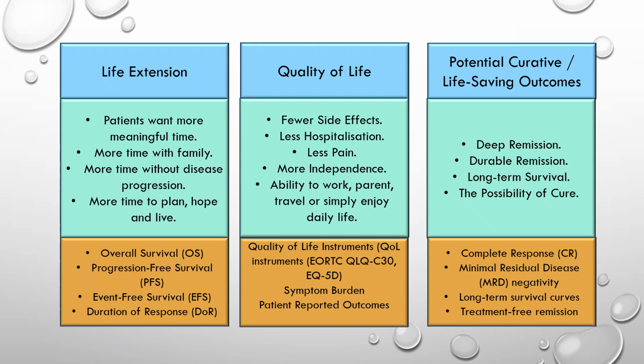these outputs. And then the other thing that they really want is potential cure, life-saving outcomes. So they want that deep remission, durable remission. They want to have that long-term survival and really the possibility of a cure. And so how we measure this is we're looking at the minimal residual disease and having that negative result, looking at long-term survival curves and treatment-free remission. So this is what we do. We get the needs and the wants and the desires from the patient, and we find a way of qualifying and quantifying that so that we can have a clinical trial that reflects the patient's requirements, but in a quantifiable way.